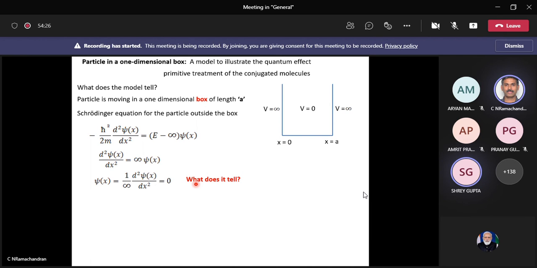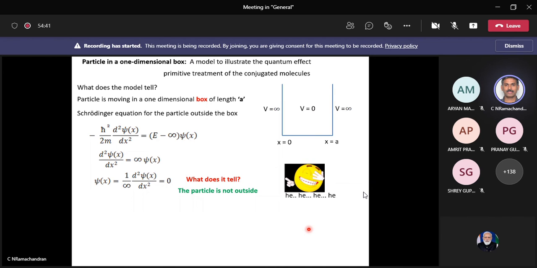What is the meaning of that place is 0? Yes, exactly. Psi of x is equal to 0. That means the particle is not outside. The particle is not outside.